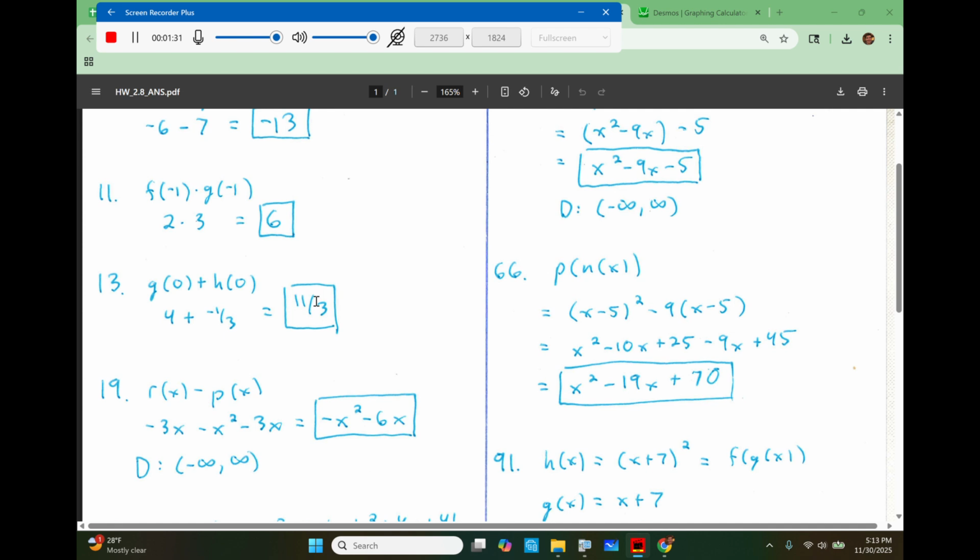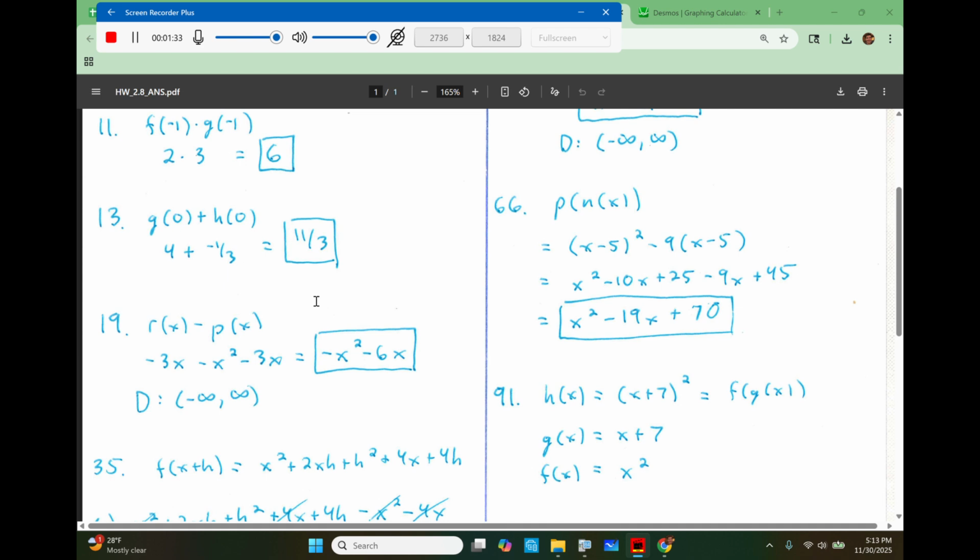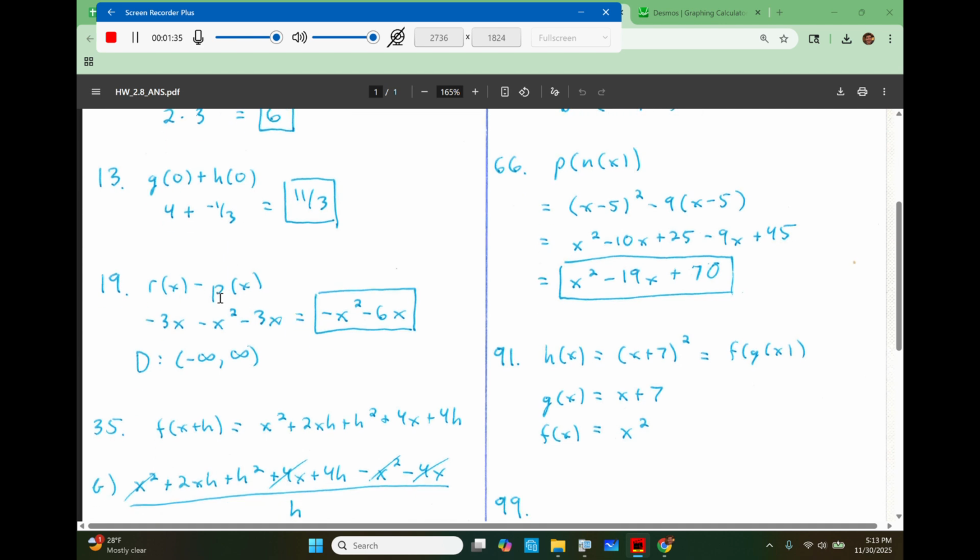Let's check out 19. Let's build some functions. So I want to create the r minus p function. So r is just minus 3x. And if I minus the p function, don't forget to distribute that minus across both terms, minus x squared minus 3x. So I got a couple things I can combine here, really just one thing. So minus x squared and then minus 6x. The domain of this function is, well, both functions to start have domain all real numbers, so the domain is all real numbers.